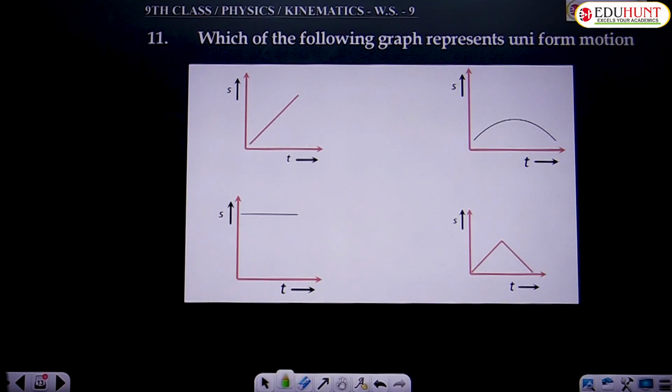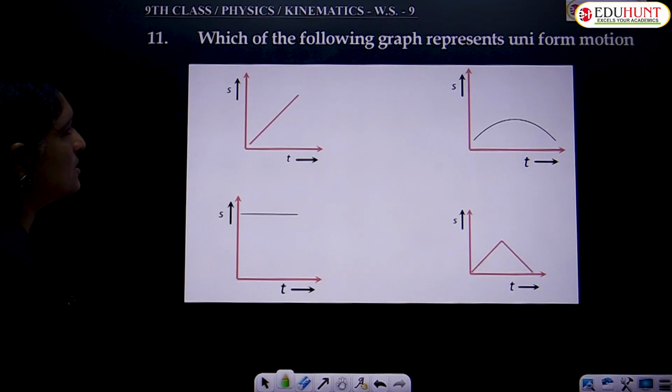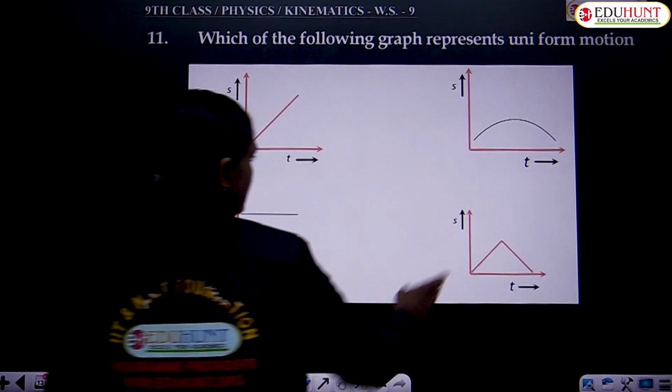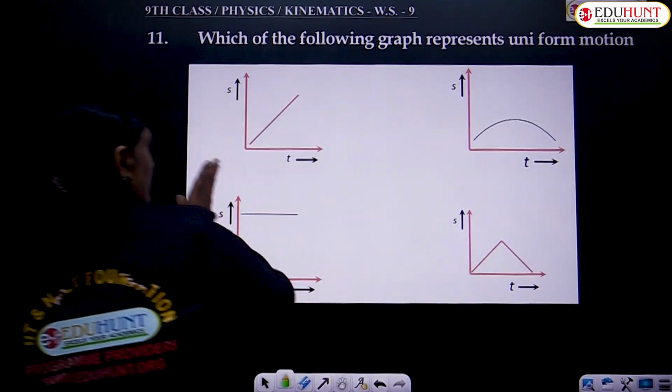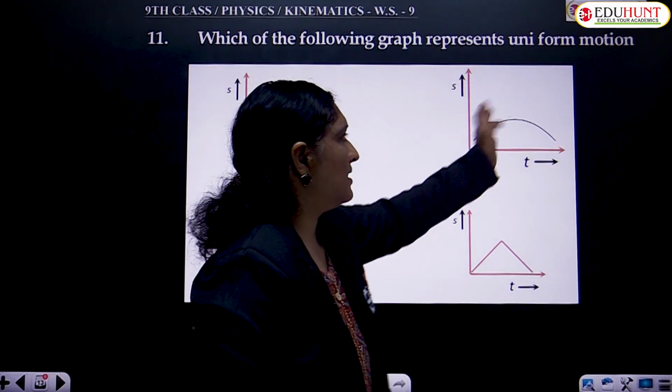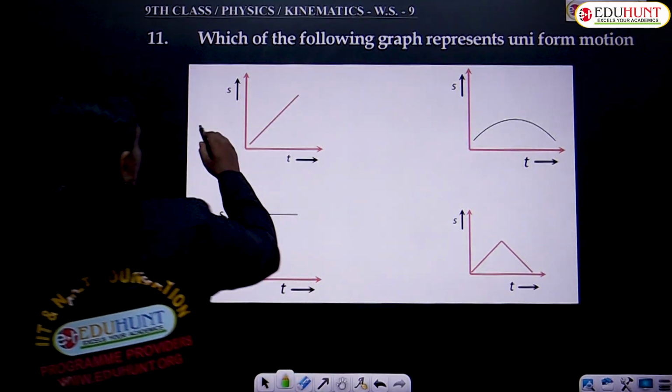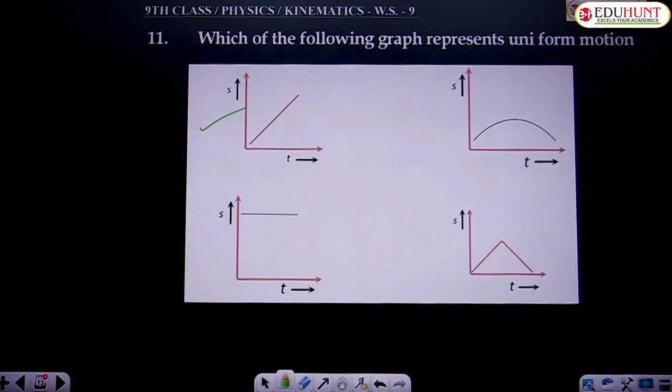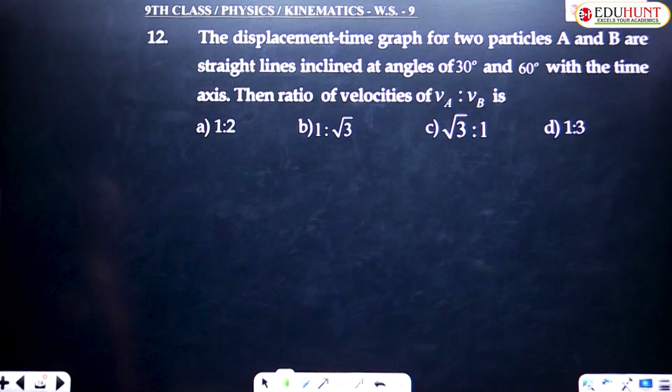Next, which of the following graphs represents uniform motion? Yes, children, here the body is stationary. Here it first increases and then decreases. Here it moves with constant speed, and here again there is acceleration and deceleration. So the only option is the first option. The first graph indicates uniform motion.